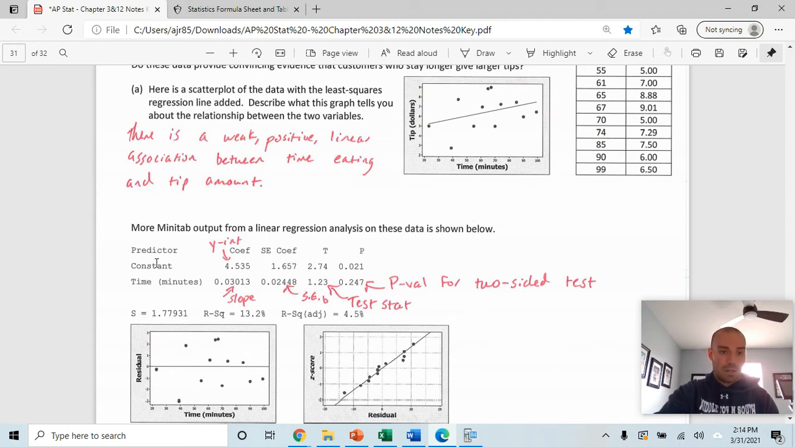So here's my y-intercept, goes with a constant. Your other value is your slope. Here's my standard error of the slope. And then these other two parts that we were ignoring before, this is your test statistic t, and this is your p-value for your significance test for the two-sided test. Okay? So that's for the two-sided not equal to alternative hypothesis. So standard error, slope, y-intercept, test statistic, p-value. There's my standard deviation of the residuals. There's my r squared.